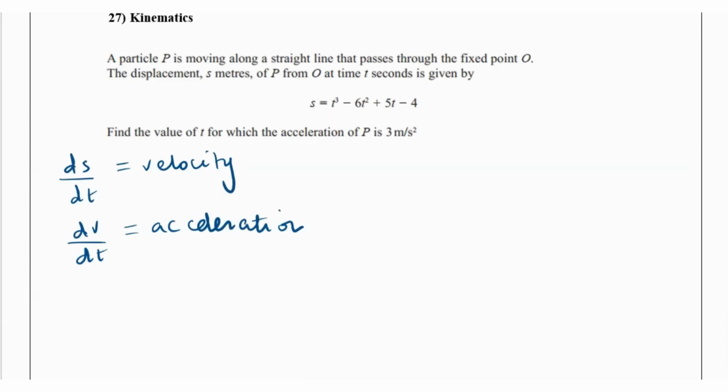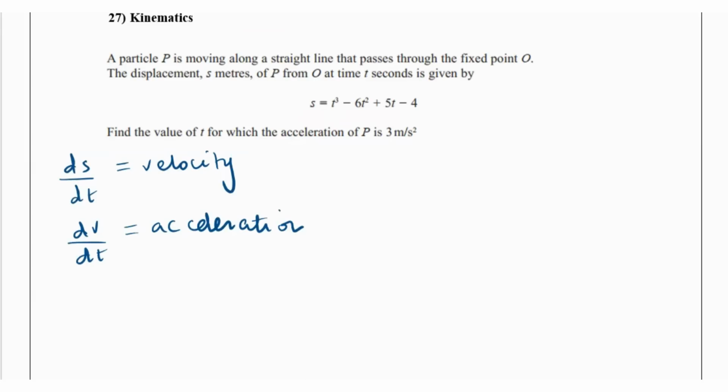Why? Because if you've done kinematics graphs in physics, when you have a distance-time graph, the slope of the distance-time graph gives you velocity. And if you have a velocity-time graph, the slope of the velocity-time graph gives you acceleration. So this is the same thing over here.